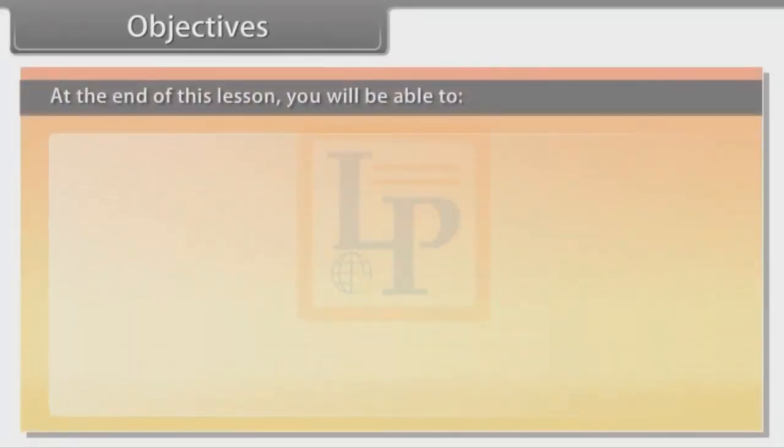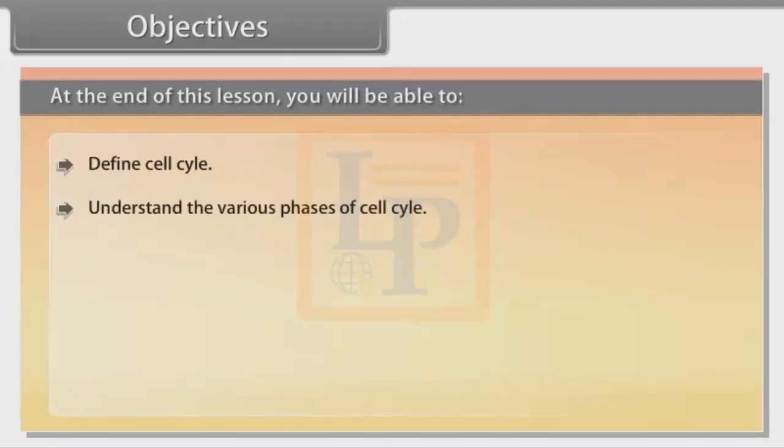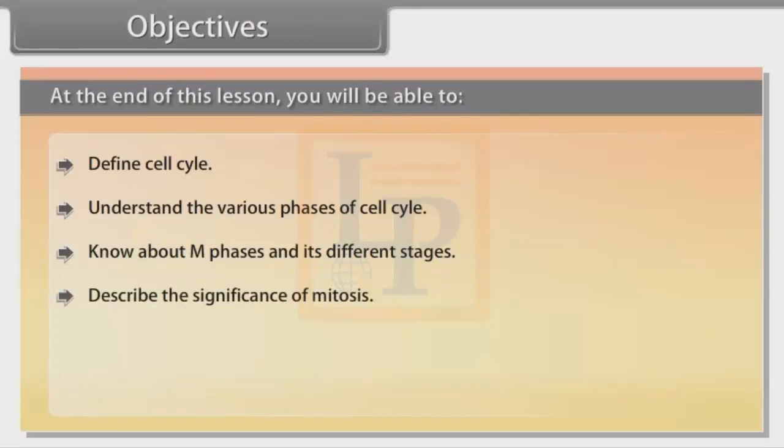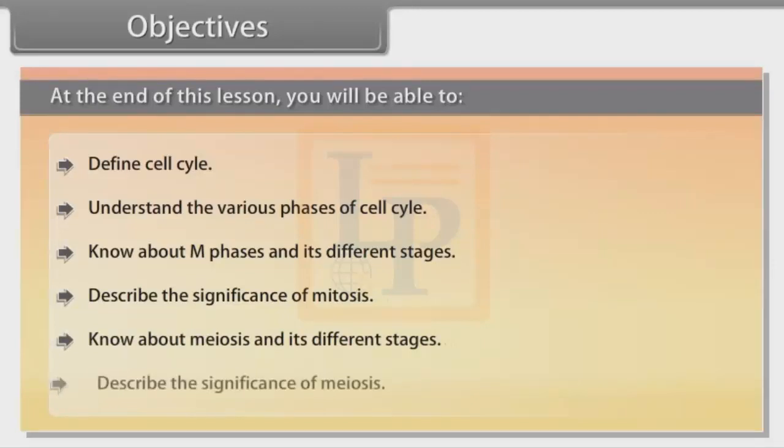Objectives. At the end of this lesson, you'll be able to define cell cycle, understand the various phases of cell cycle, know about M phase and its different stages, describe the significance of mitosis, know about meiosis and its different stages, describe the significance of meiosis.